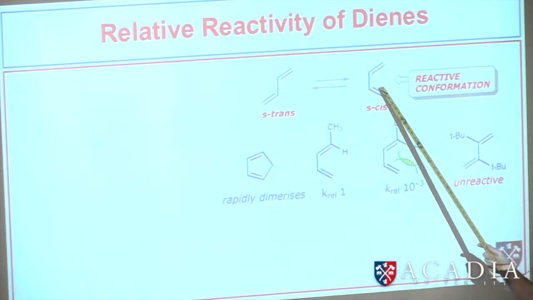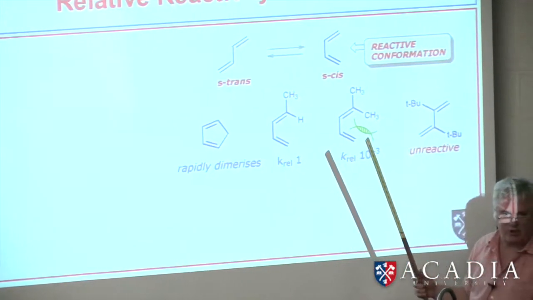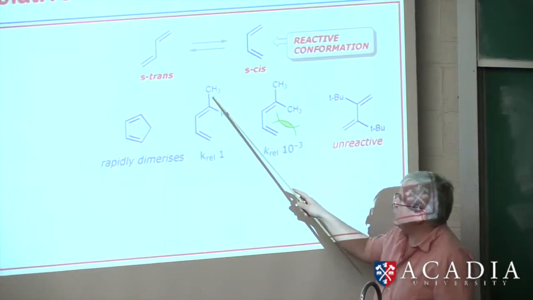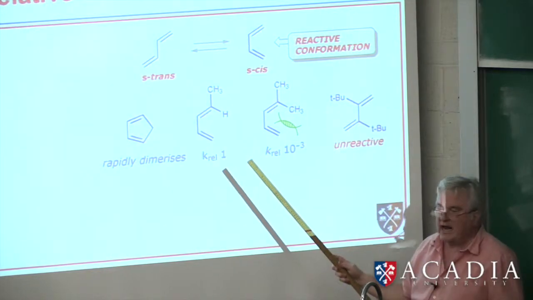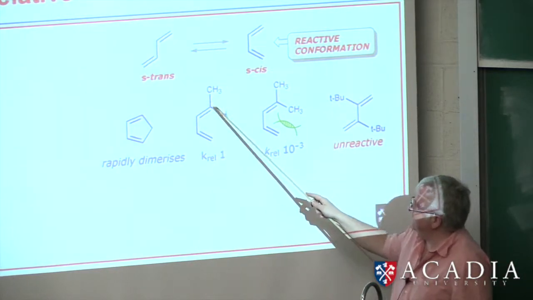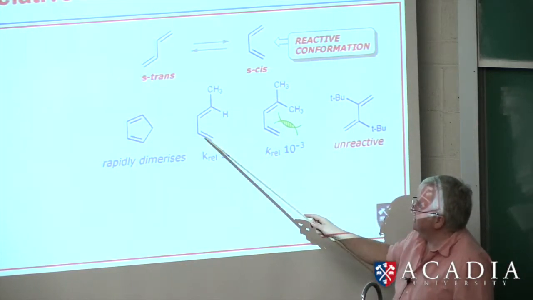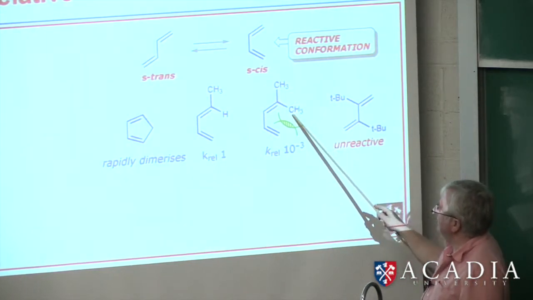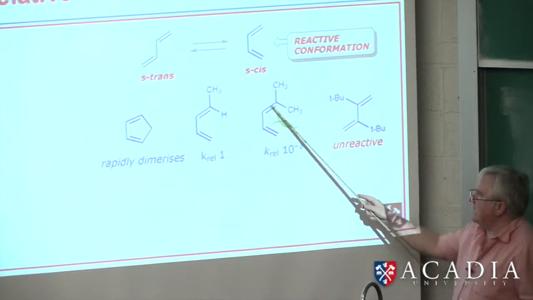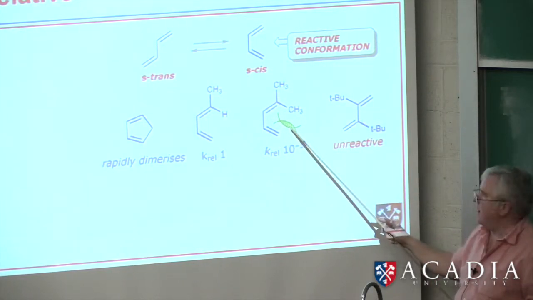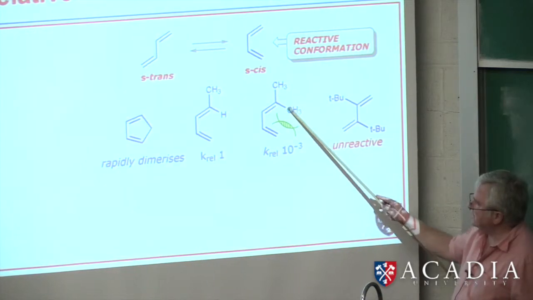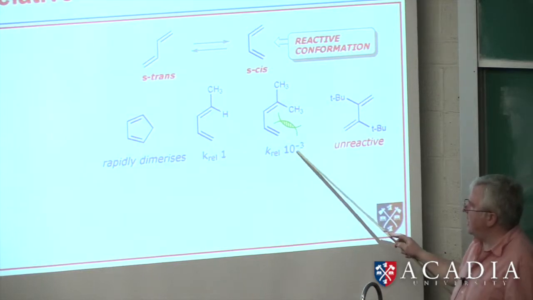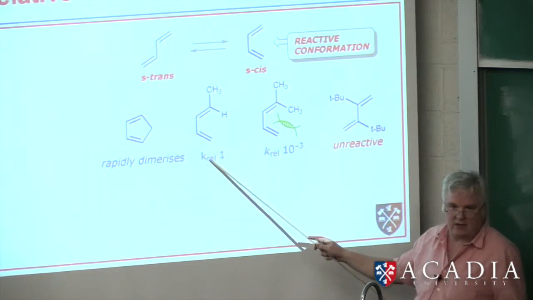As it turns out then, as soon as we start throwing substituents on, we change the reactivity of butadiene. If we put one lonely methyl group on, it actually becomes more reactive because this is a favored conformation and the trans is less favored. If we put two methyl groups on there, the S-cis conformation becomes very unfavorable because we're starting to bulk up the steric bulk here. The reaction can still go, but it goes 1,000 times slower than this reaction.